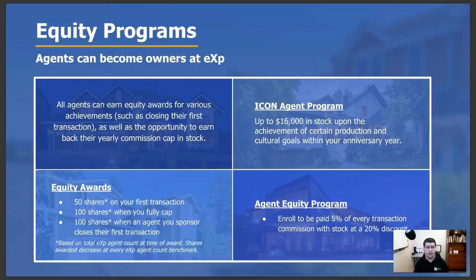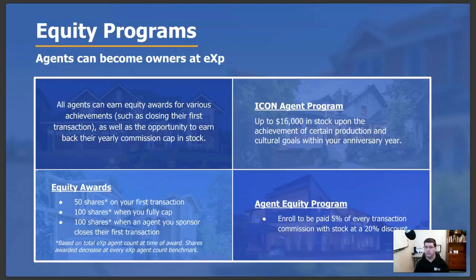But I'm not a stockbroker. I'm not licensed to do any of that, so I don't talk about any of that. However, I will talk about the equity programs that are available for agents and how anyone can join eXp Realty.